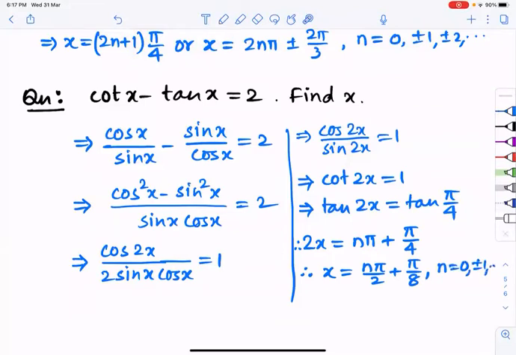So any question you can solve by either simplifying in terms of sine cos, because most of the formulas we remember in terms of sine cos, also tan. Sine cos tan, that is the main thing. Here we had cot and tan, directly we are not able to do anything.